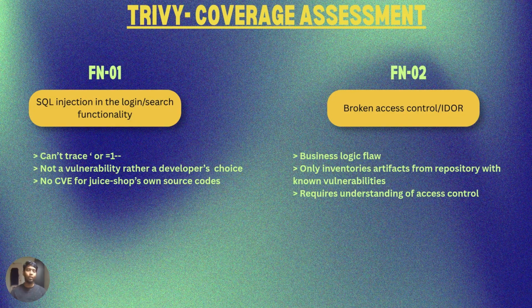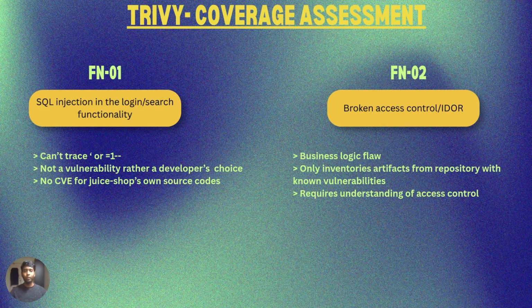This is rather a developer's choice of coding, how he coded the whole application and how it was tested against quality assurance. Also, in the source code present in the Choose Shops repository, there is no specific CVE code for those codes, because it was made intentionally vulnerable. So for this reason, Trivy cannot find this vulnerability.